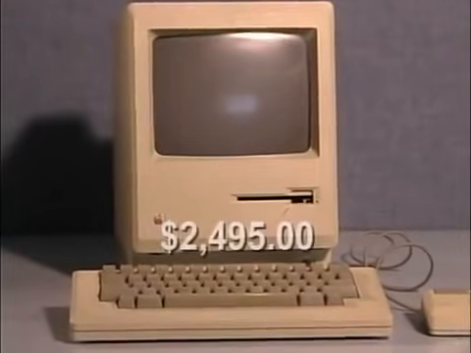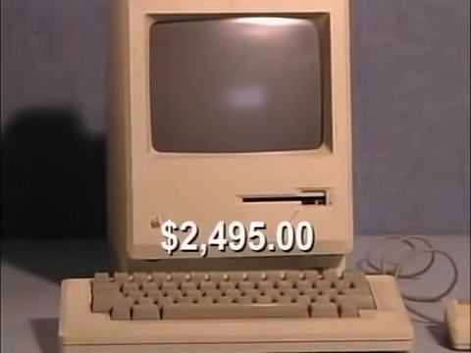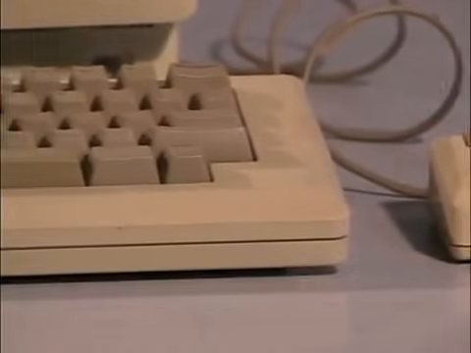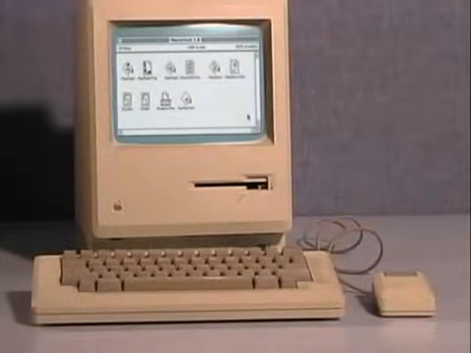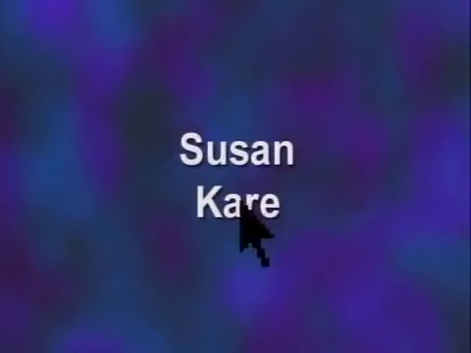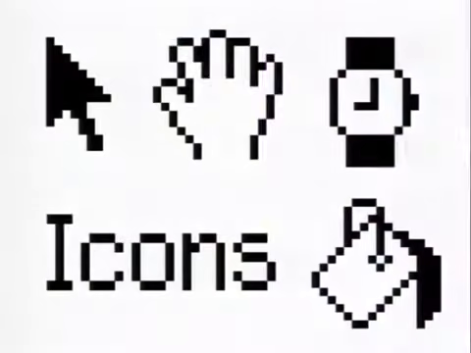The Mac sold for $2,495. It had a mouse, keyboard, graphics, and icons. The graphic user interface looked something like an electronic office and was user-friendly. Susan Kare was the graphic artist that gave the Mac that friendly look. She created its various icons, such as the grab hand, pointer, and watch.